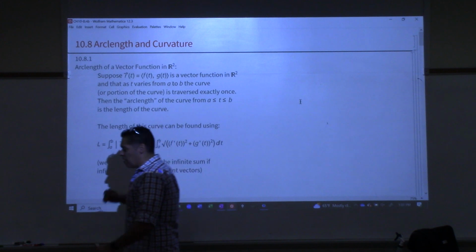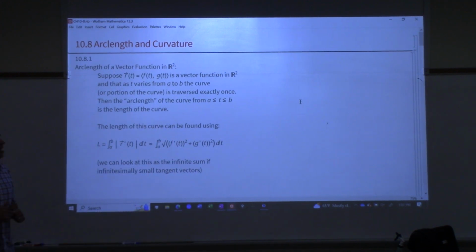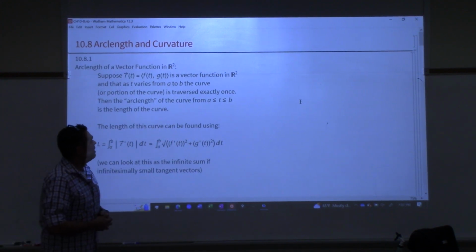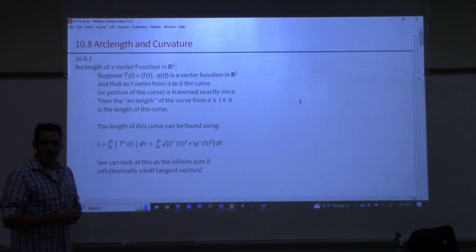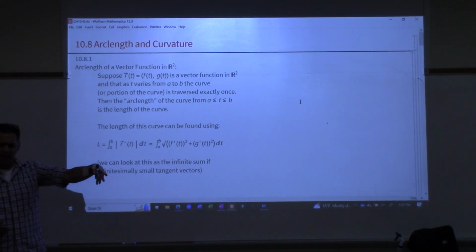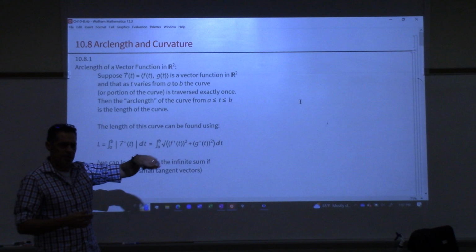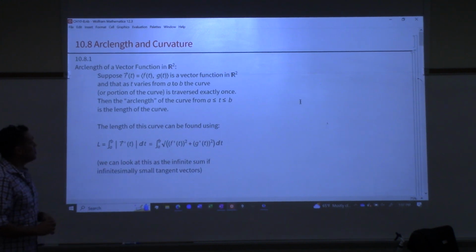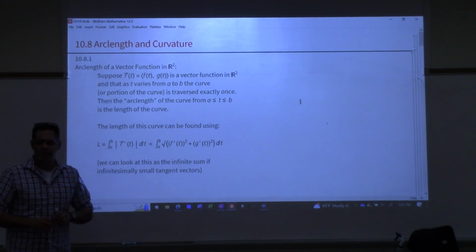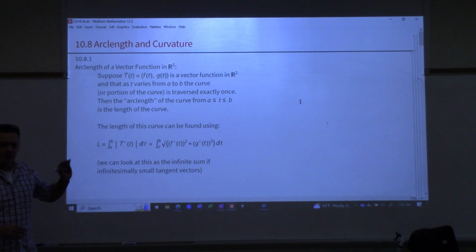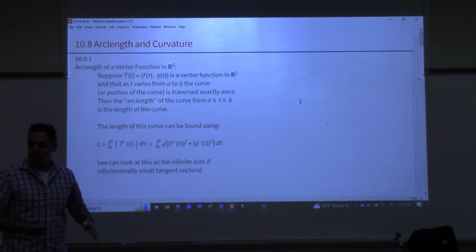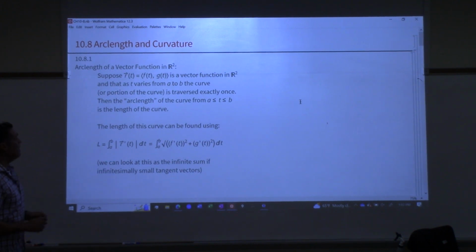All right. We are in Chapter 10, Section 8. We just finished talking about vector functions, these things called space curves, right, which is just curves in three-dimensional space. And now we're going to talk about arc length and curvature. This is not going to take us the whole class. We will finish this up hopefully in the first third of the class. There's not a whole lot here.